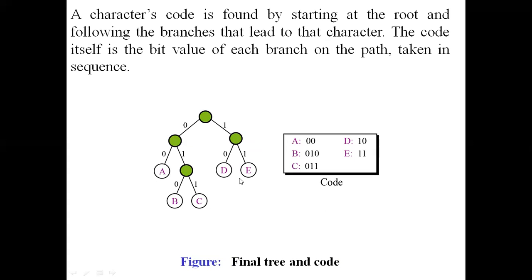And as I told you, E has the major value 32, so it will have the smallest code. You can see E has the smallest, D has the smallest, then A, and the ones having the least frequency have the larger codes. So this is how we assign values.